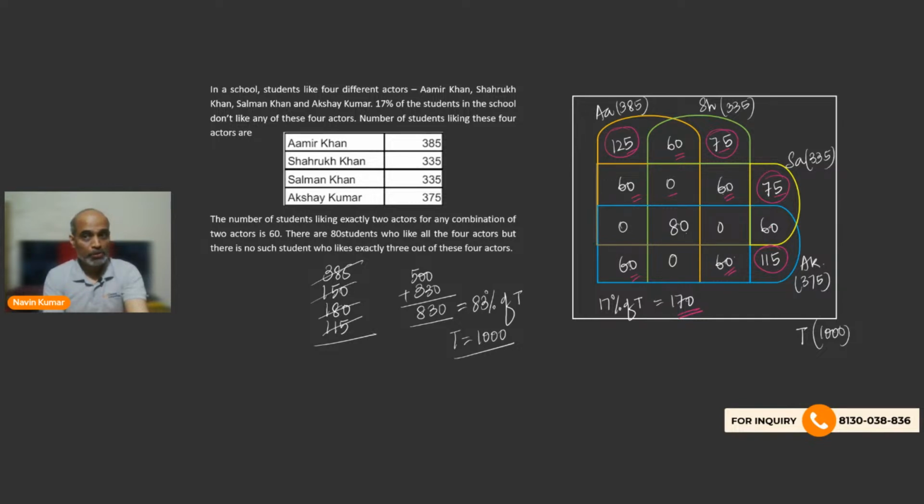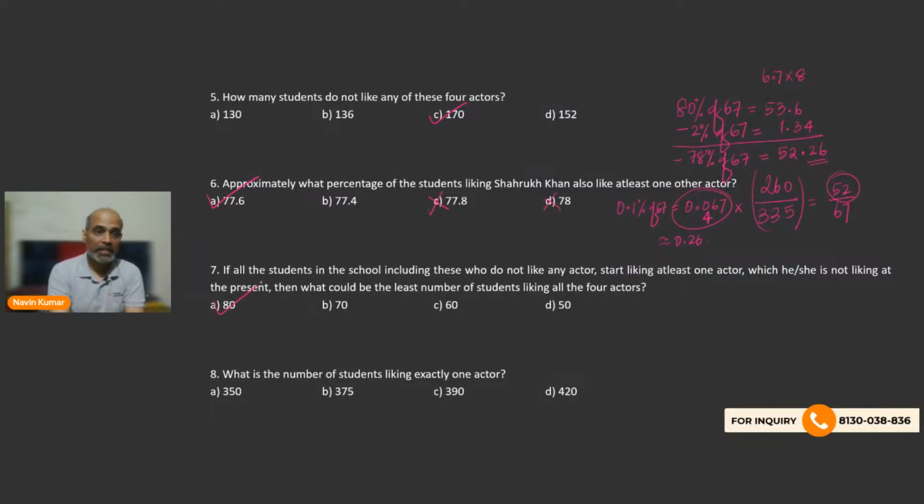Now, these people who are at 60, whose count is 60, they like exactly 2 actors. If they start liking one more actor, they will now increase the value of people who like exactly 3 actors. And since there is no one who likes exactly 3 actors, so that means if they start liking any actor, they will increase the value of these 80 people. But since we do not have any such, so those 80 will stay 80, right? So start liking at least one actor. So we will keep that as 80. We will not try to increase that. Okay.